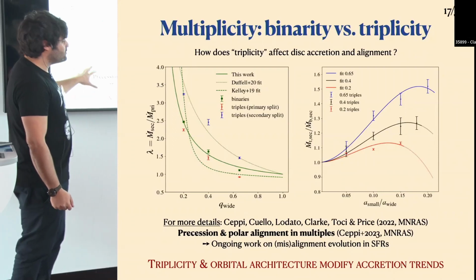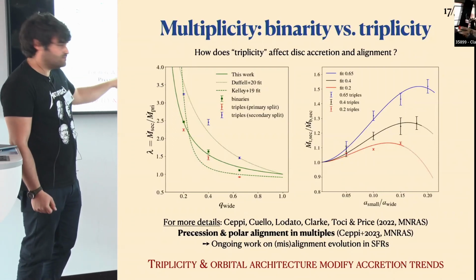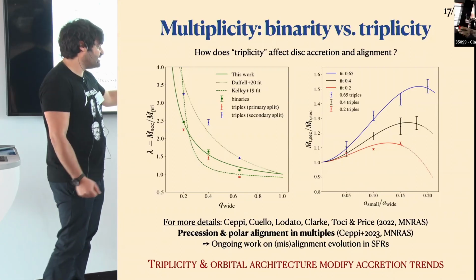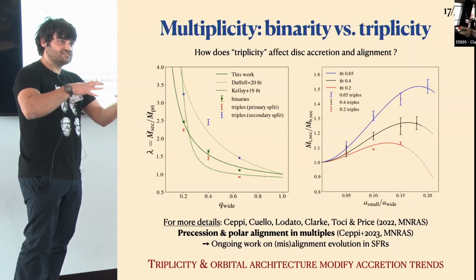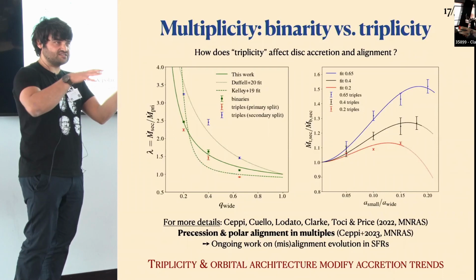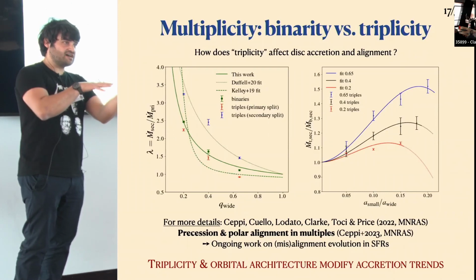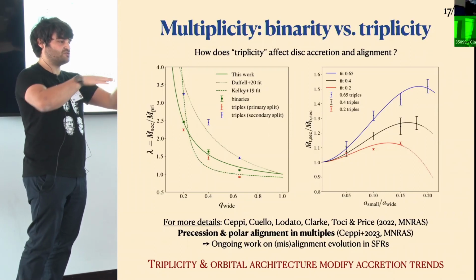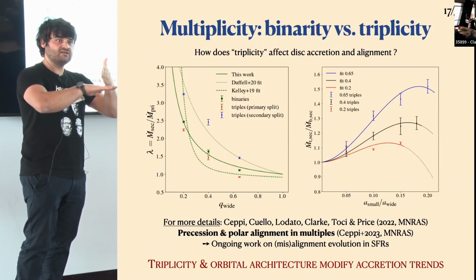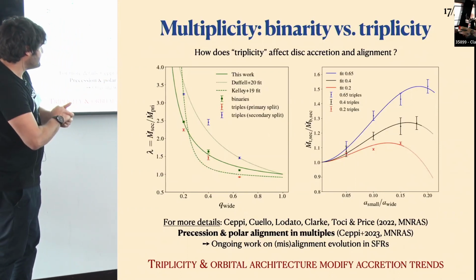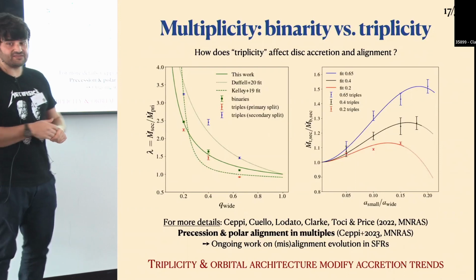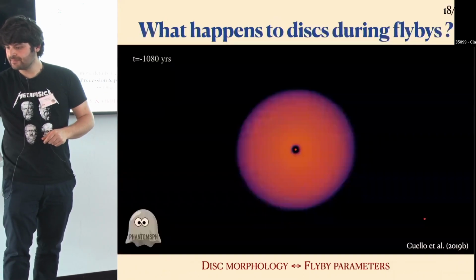Another thing we've been working on in triples, that I don't have time to explain, is precession and polar alignment in multiples. So you have this disk gearing effect, but then you can have disks aligning polarly, so orthogonally to the binary plane. There is ongoing work on this, and this is an active topic of research.